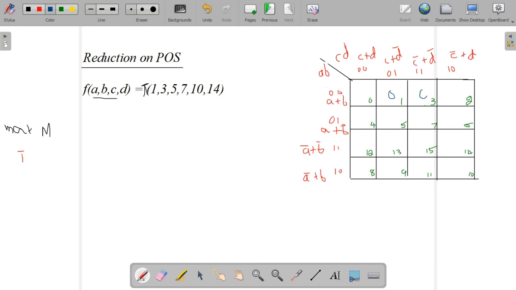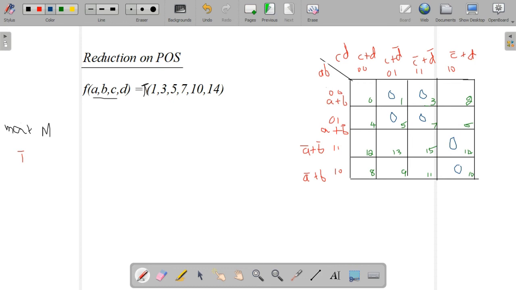Second one is 3, then 5, 7, then 10. Where is 10? Okay, 10 is here. Sorry, not 1, 0. I have to fill with 0. Then the next one, 8. Next one is 10, fill with a 0. Then the next one is 14.